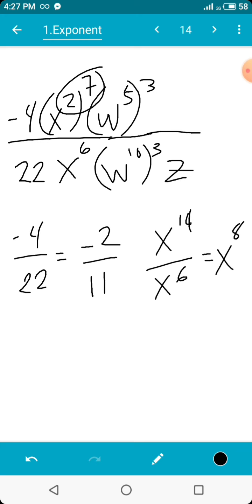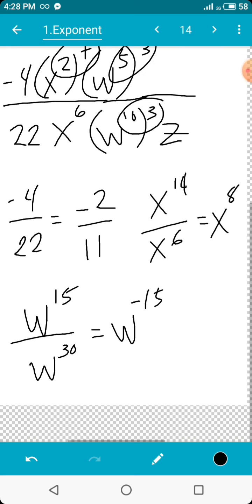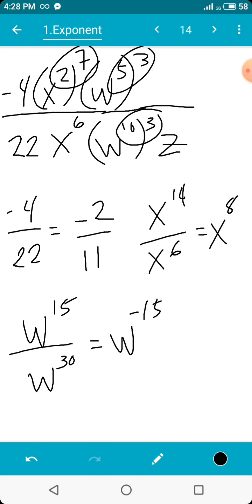Okay? And then, punta tayo sa W. So, W, i-multiply ulit natin. So, it will become 15 over yung W natin sa denominator. So, multiply lang ulit natin ito. So, it will become raised to 30. So, it will become now W, minus ulit natin yung exponent nila. So, it will become raised to negative 15. And then, yung Z natin, since nasa denominator siya, simply it will become 1 over Z. Okay?